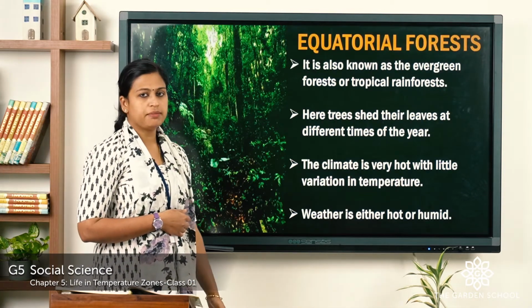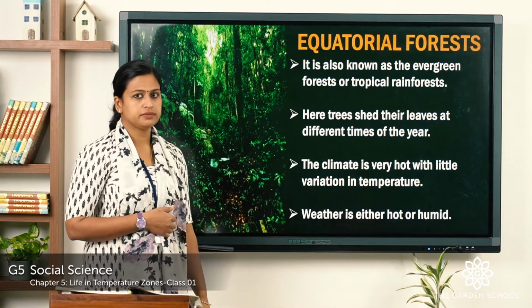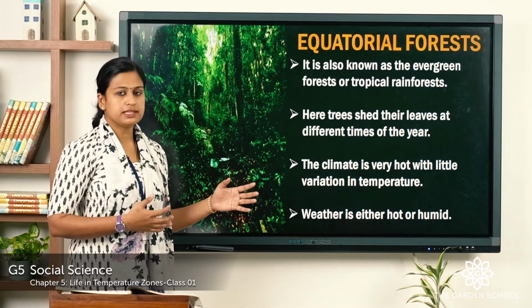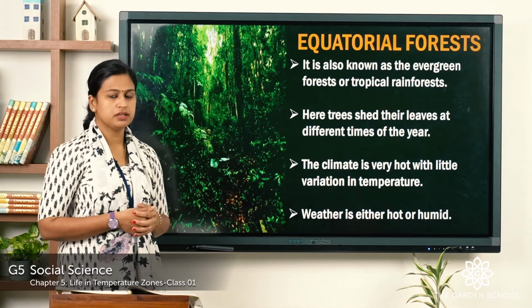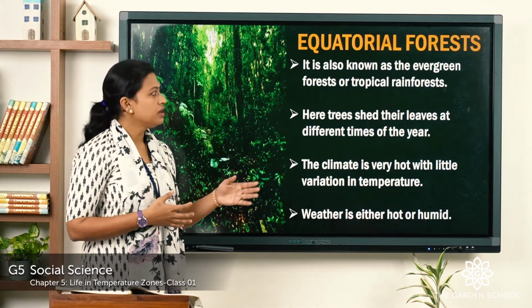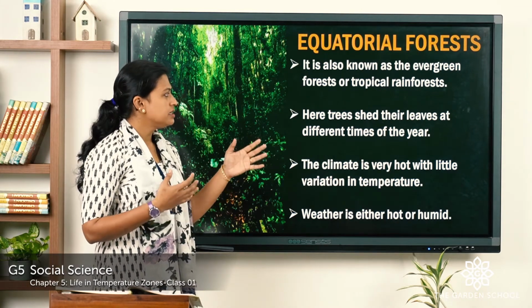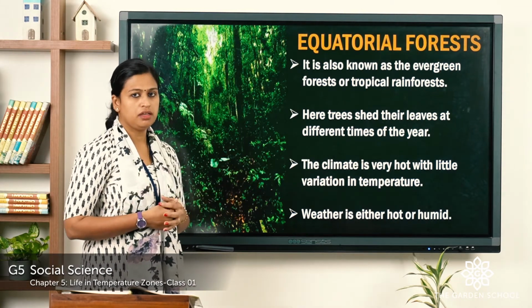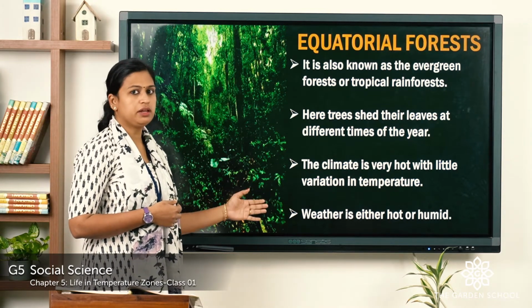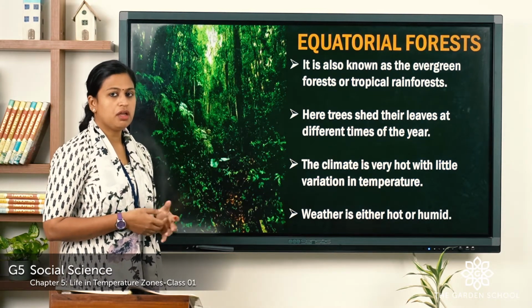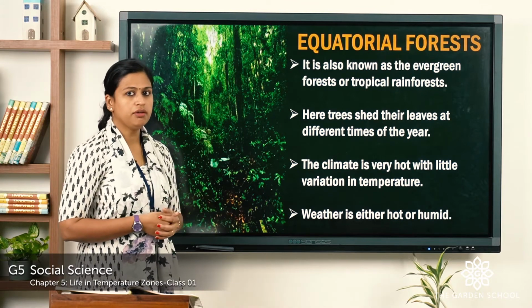First, we will discuss about the equatorial forest. It is also known as the evergreen forest or tropical rainforest. Here, the trees shed their leaves at different times of the year. The climate is very hot with little variation in temperature. Weather is either hot or humid.